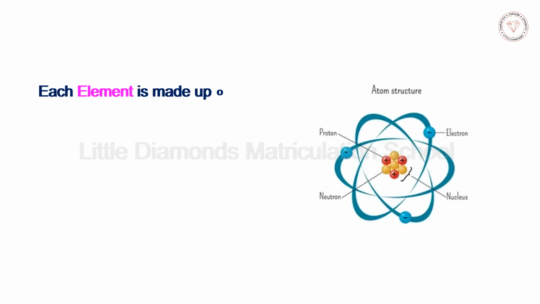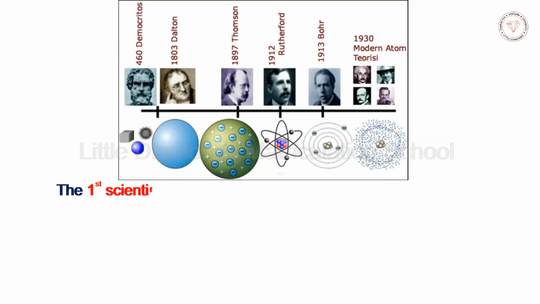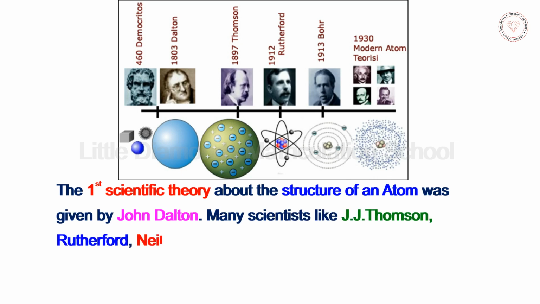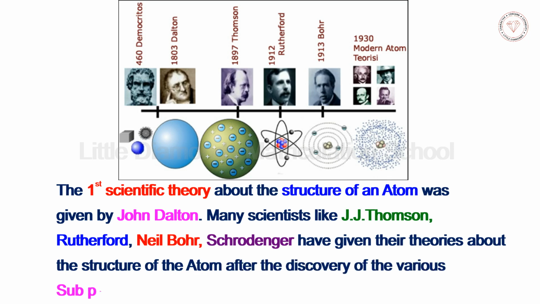Each element is made up of the same type of minute particles called atoms that cannot be seen with naked eye. The first scientific theory about the structure of an atom was given by John Dalton. Many scientists like J.J. Thomson, Rutherford, Niels Bohr, Schrödinger have given their theories about the structure of the atom after the discovery of the various subparticles of the atom. Let us see how these subparticles were discovered.